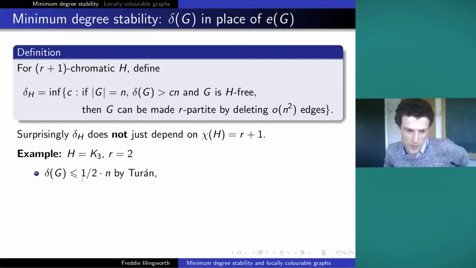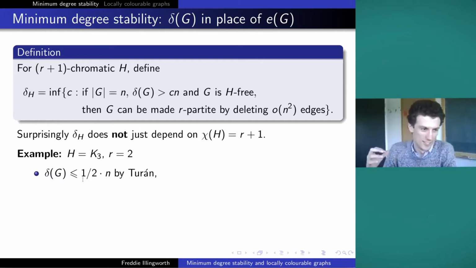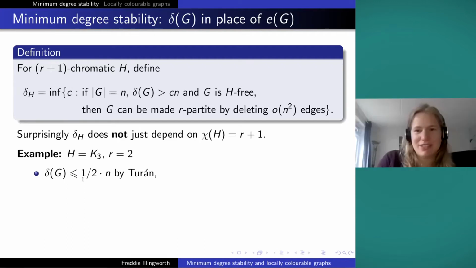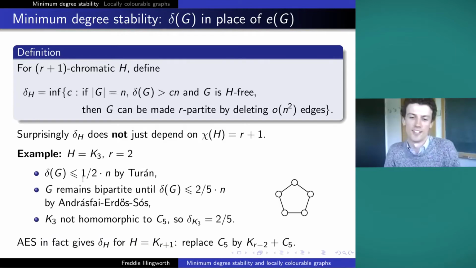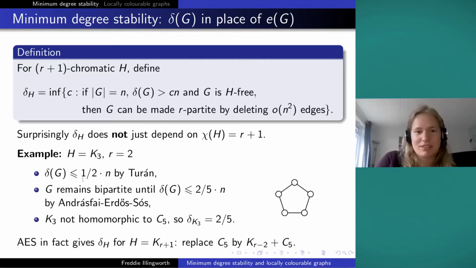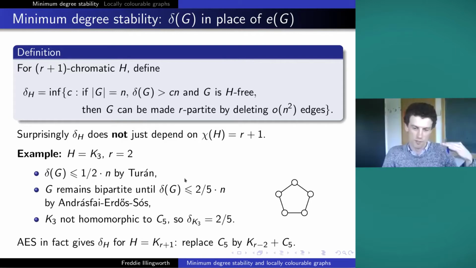Does anyone have an intuition for where the phase transition might be, where suddenly you go from being close to bipartite to far from bipartite? Maybe C5. Yeah, exactly. So at 2/5, suddenly the 5-cycle appears. Until 2/5 it remains bipartite, and we'll see reasons why in a later argument. And suddenly at 2/5, you can have triangle-free graphs which aren't close to bipartite, more like 3-partite, which is this blow-up of a 5-cycle.